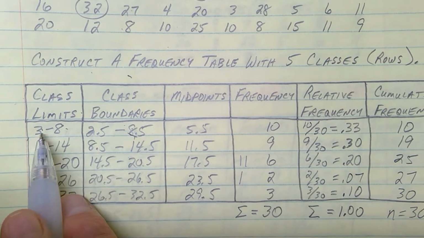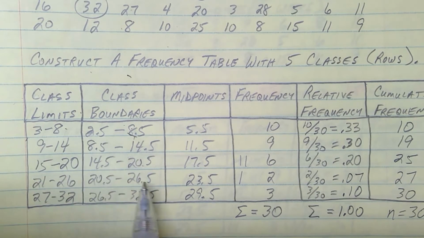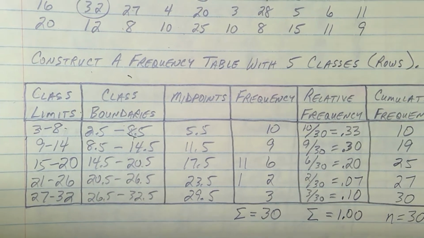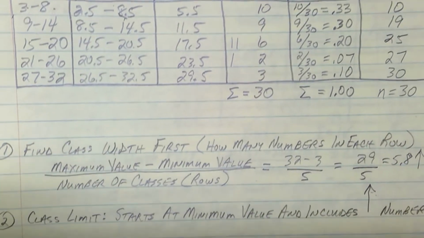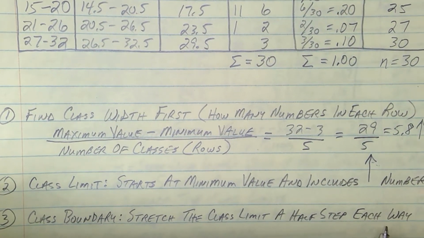We're going to say that's good enough. Just stretch it a half step in either direction, and now we've got almost all values covered, with a tiny, tiny exception that we're going to ignore. Notes for that, class boundary: just stretch the class limit a half step each way.